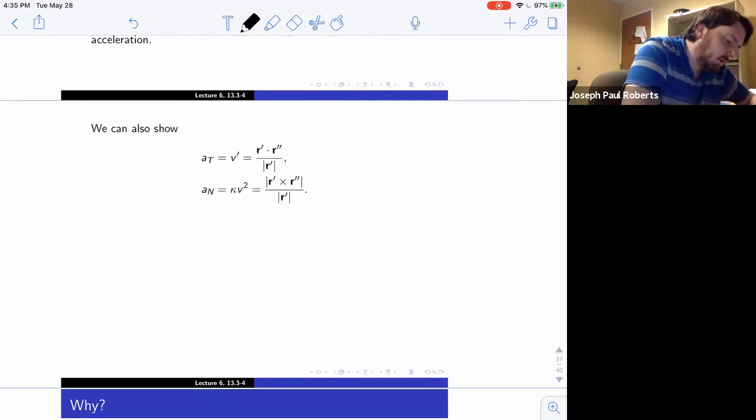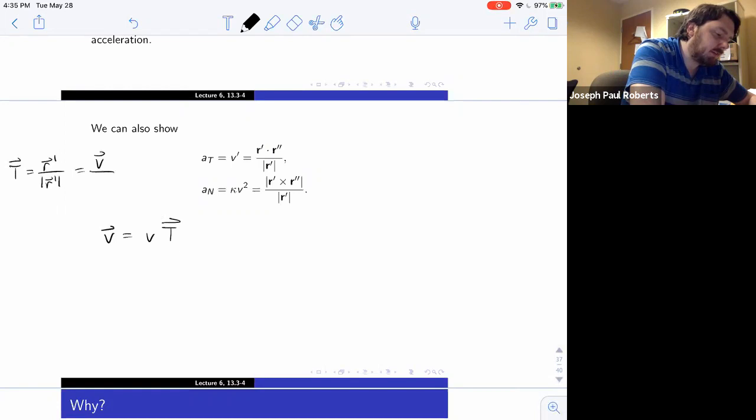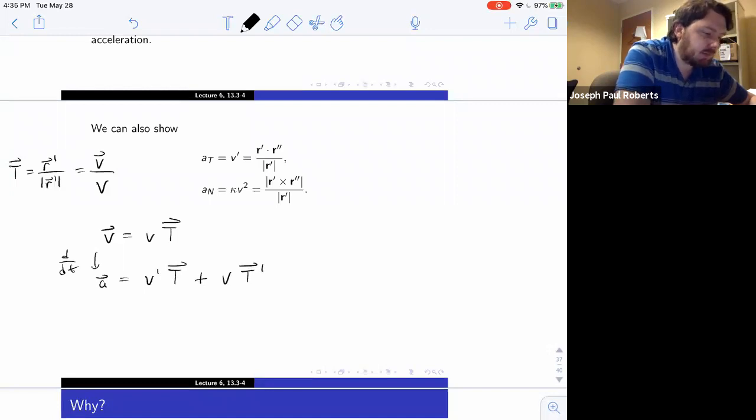So using our new notation, velocity is speed times unit tangent vector, because remember T is r prime normalized, which is velocity divided by speed, using our new notation. And so then if I take the derivative, this is the same calculation we did earlier. The derivative of velocity is acceleration. So that's derivative of speed times T plus speed times the derivative of T.